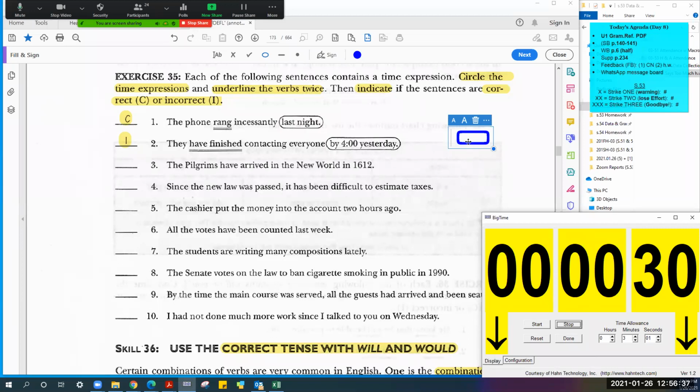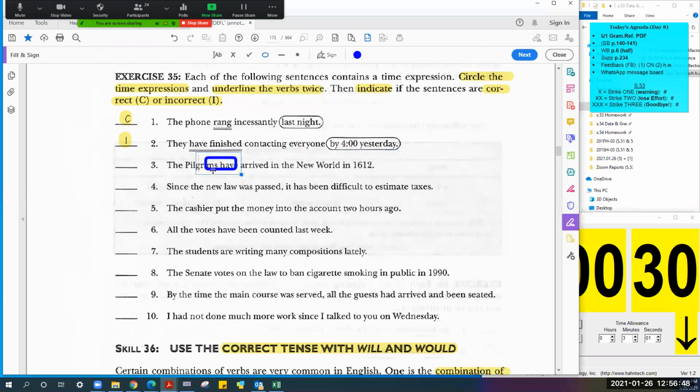Okay. All right. So let's start with you, Hermes. Hermes, number 3. Don't read the sentence. Just tell me the time expression. No, I want the time expression. Can somebody give me the time expression? In 1612. Now, where is the verb? Tell me the verb. Have arrived. Two parts, right? Have arrived. Underline all parts.